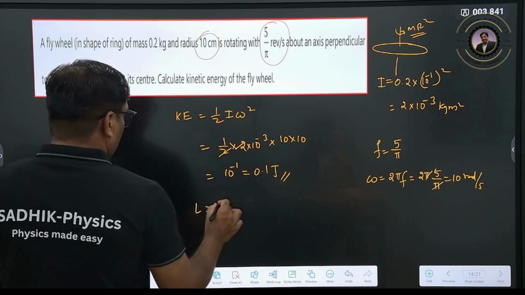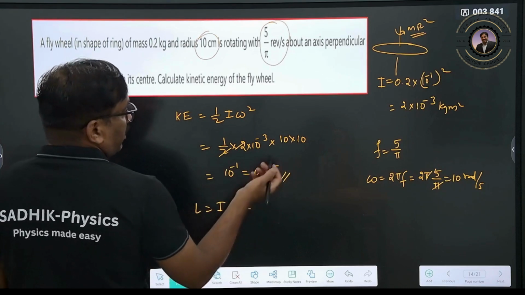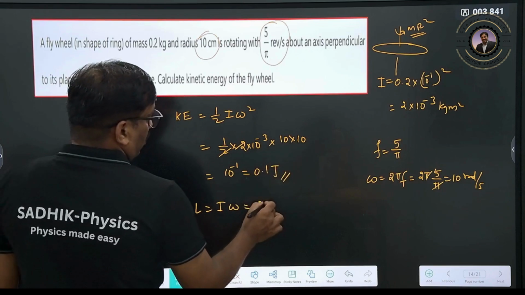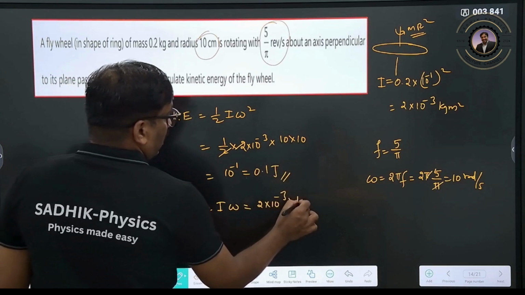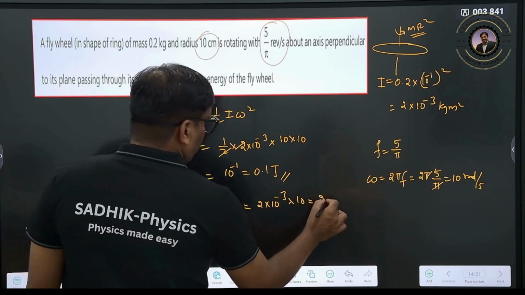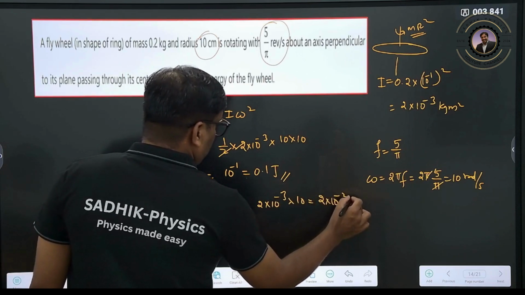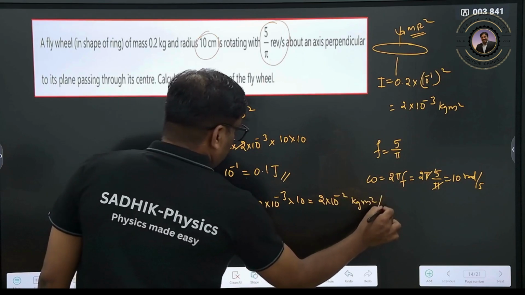Sometimes they may ask you angular momentum, no? Same thing, multiply the both of this. 2 into 10 to the power of minus 3 into 10, therefore 2 into 10 to the power of minus 2. So kg meter squared per second.